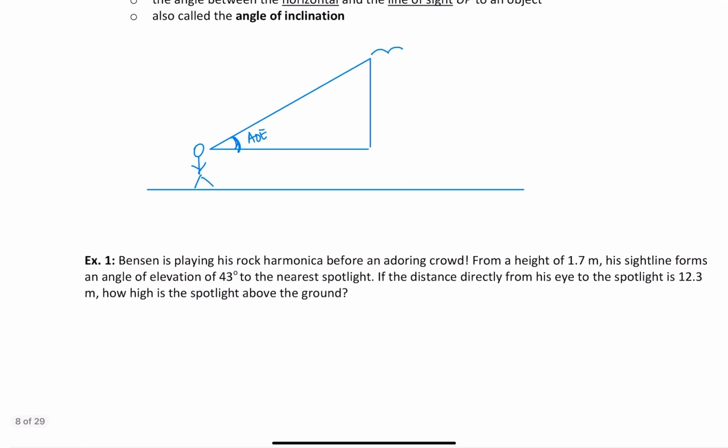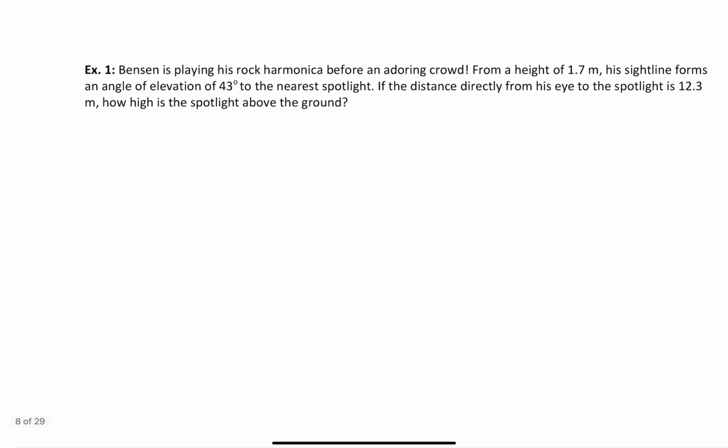So Benson is playing his rock harmonica before an adoring crowd. From a height of 1.7 meters, his sight line forms an angle of elevation of 43 degrees to the nearest spotlight. If the distance directly from his eye to the spotlight is 12.3 meters, how high is the spotlight above the ground? Okay, so let's draw Benson. This is Benson. Looks very much like you. And there's a spotlight here.